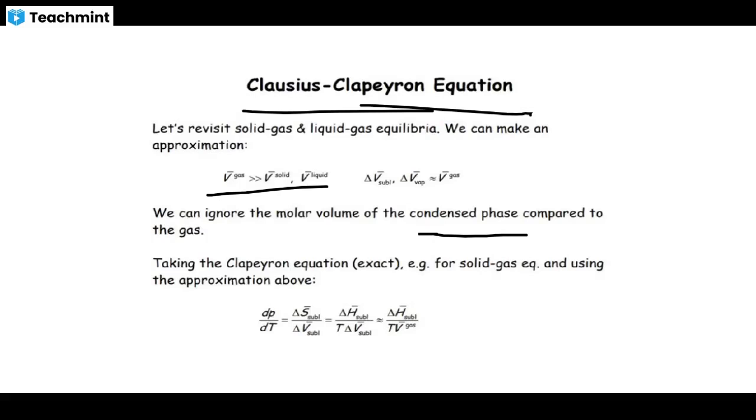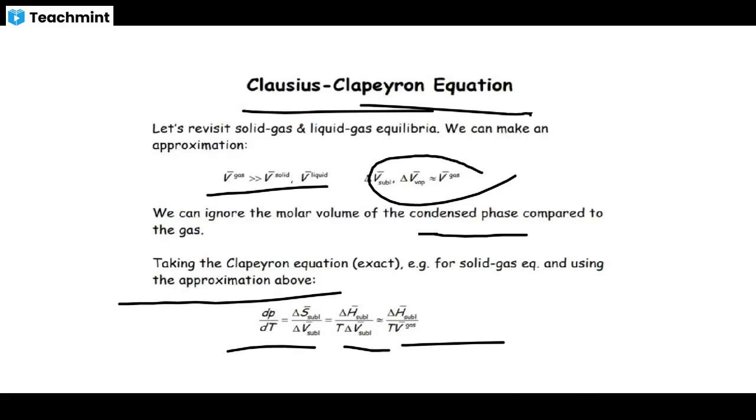For the solid-gas equilibrium, using the approximation above, you get dP/dT equal to ΔH sublimation divided by ΔV sublimation. Then substituting ΔS equal to ΔH sublimation by T, we get dP/dT equal to ΔH sublimation divided by T times V bar gas. The change in volume on sublimation, solid to gas, is the same as the molar volume of gas, because the solid molar volume is very, very small.